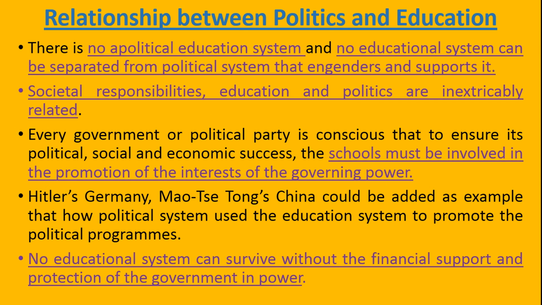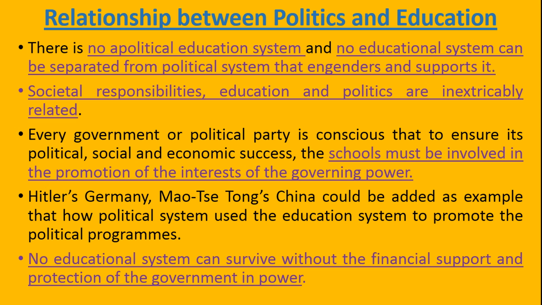Now, what is the relationship between politics and education? Politics and education are interrelated. How? There is no apolitical education system and no educational system can be separated from the political system that engenders and supports it. Three things: societal responsibilities, education and politics. These are inextricably related. We cannot separate this.